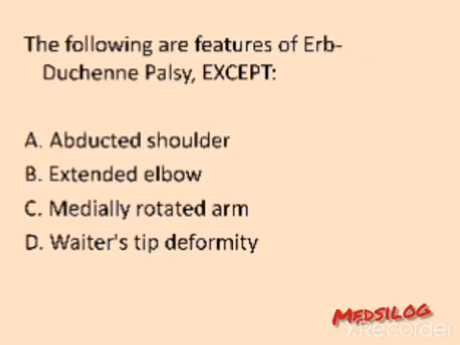The following are features of Erb-Duchenne palsy, except. Erb-Duchenne palsy is a type of condition or disorder in which the brachial plexus is affected. So, the exception for Erb-Duchenne palsy: abducted shoulder, extended elbow, medially rotated arm, waiter's tip deformity. Waiter's tip deformity is just like a waiter who is not obvious in showing his arm that he's asking for a tip in a restaurant, for example. Sometimes that is also called porter's tip deformity.